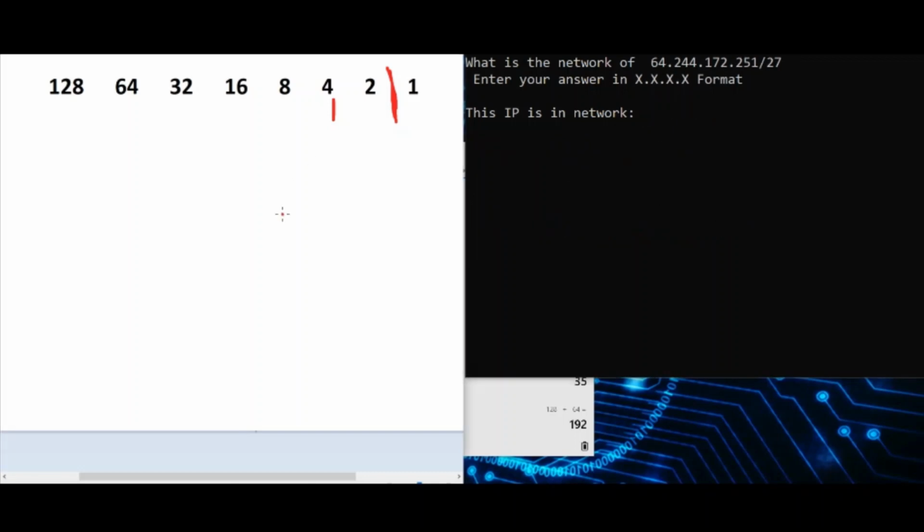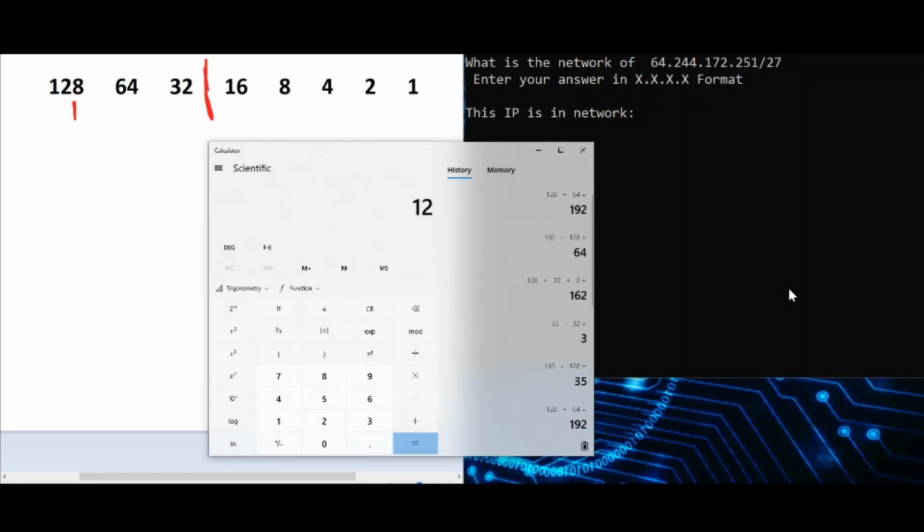Okay, cool. /27. So in this case, 64.244.172.251/27. We're in the last octet, 24, 25, 26, 27. Networks increment by 32. Yes, we can subtract that. So 251 minus 128 is 123. We can subtract 64. We can subtract 32.